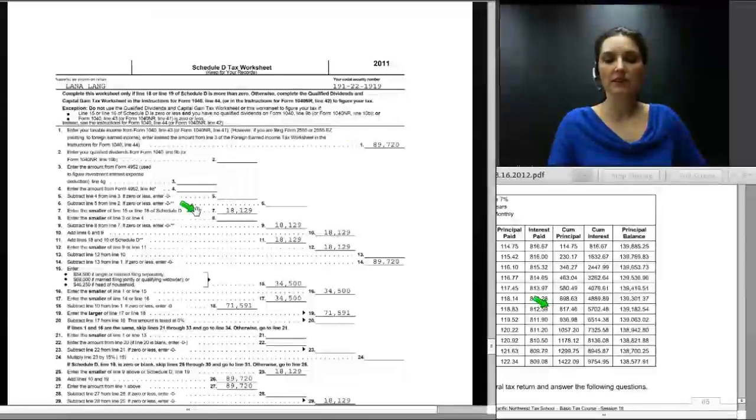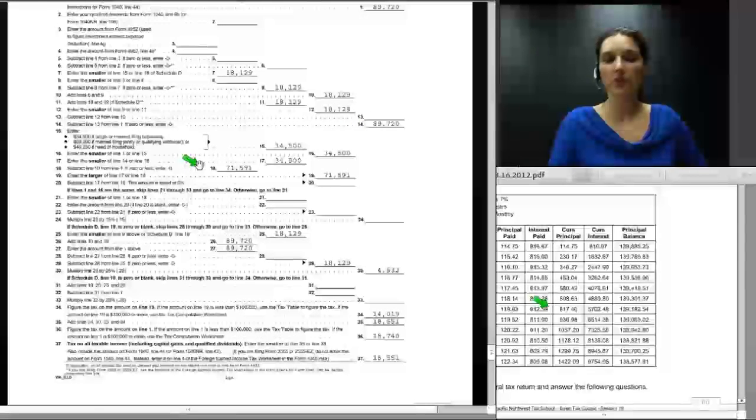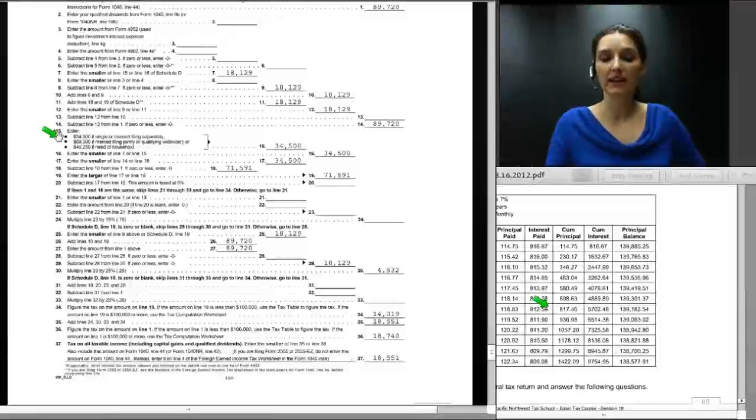Line 7, we enter the amount of gain that she has under the installment method, and we then subtract $18,129 from $89,720. That gives us $71,591. Is her income higher than the base amount for her filing status? Obviously it is. All of her gain is going to be taxed at the maximum applicable capital gain rate, and in her case the maximum applicable capital gain rate is the 25% rate. $18,129 is taxed at a rate of 25%.